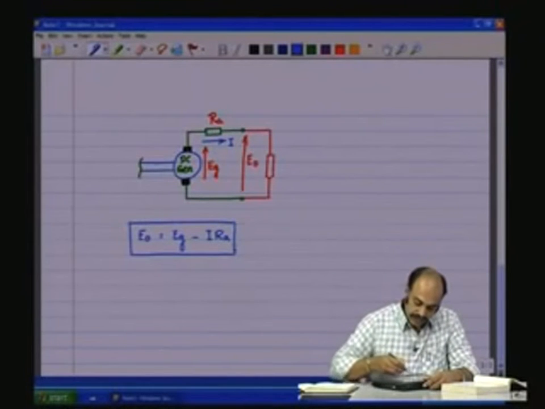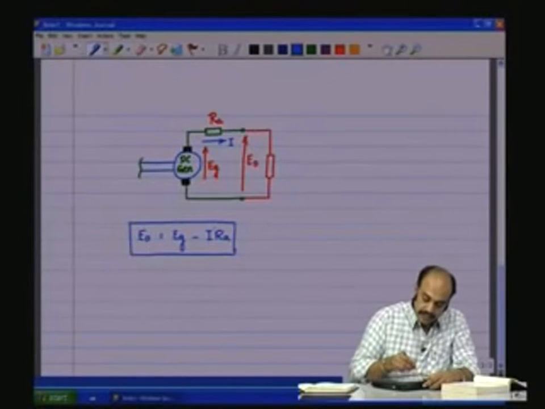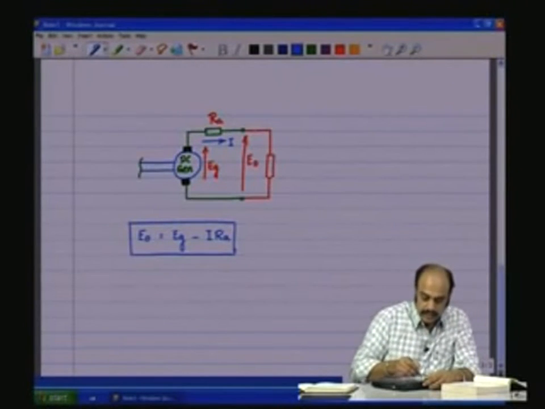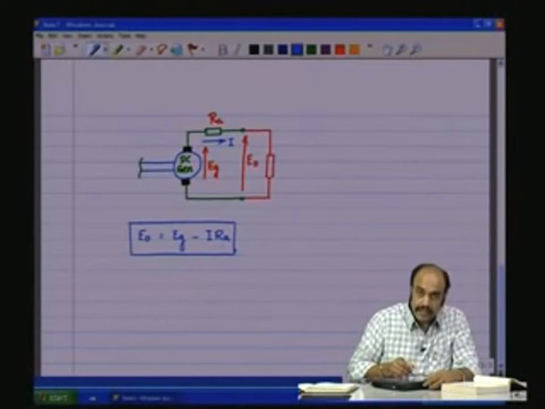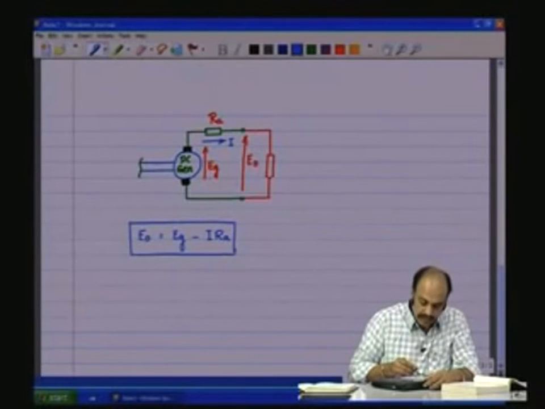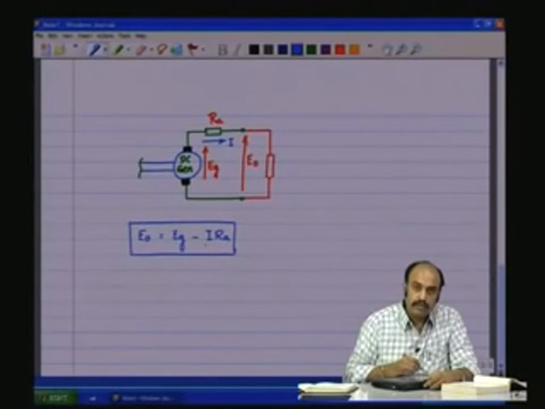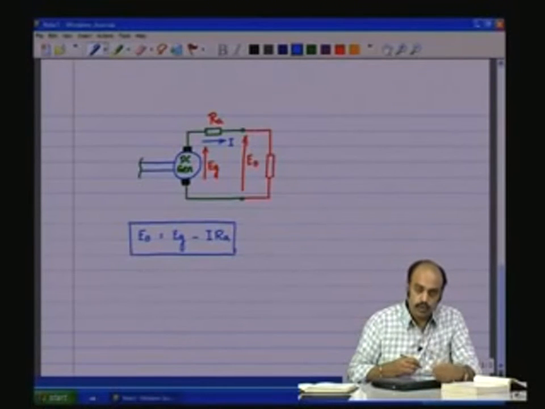So, as the current here increases, and why should the current increase? If the load here increases. So, the load increases, the current increases, and as the current increases, the IRA drop increases, thereby the effective voltage across the terminals of the generator will be Eg minus IRA, which will be less than Eg by the amount of the drop across the series resistance RA, which is the armature winding resistance.